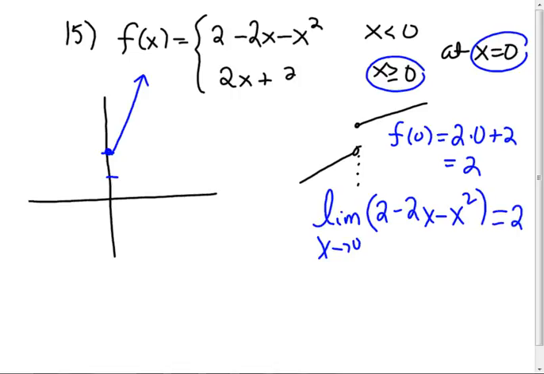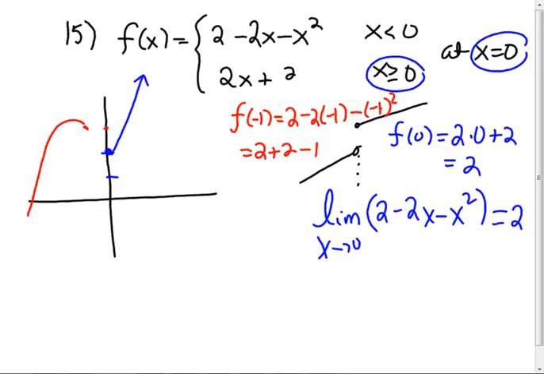It's upside down. So it might be in our best interest to find f of negative 1, just to see where we're at on our parabola. So that's equal to 2 minus 2 times negative 1 minus negative 1 squared. So that's equal to 2 plus 2, and this negative 1 squared is positive 1, but then I'm going to subtract it. So where am I? 3. So at negative 1, I'm up at 3, because I really don't care what happens with the parabola after this. My guess is it does something like this. Who cares? All I care about is right there.